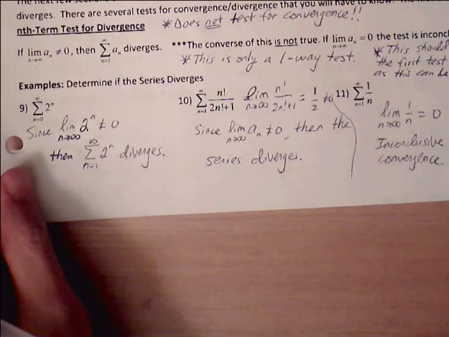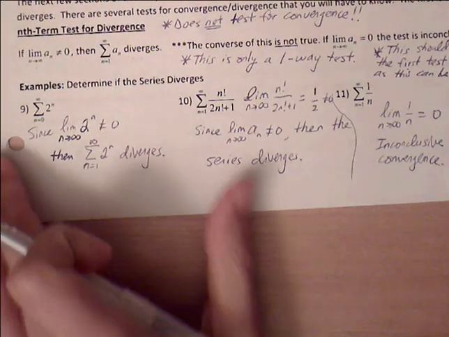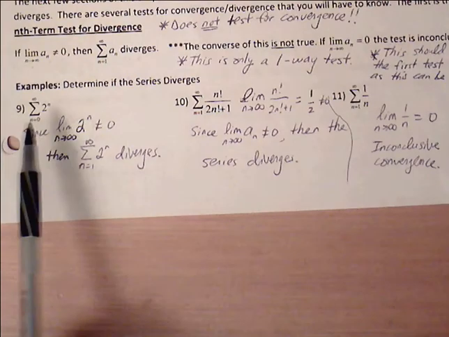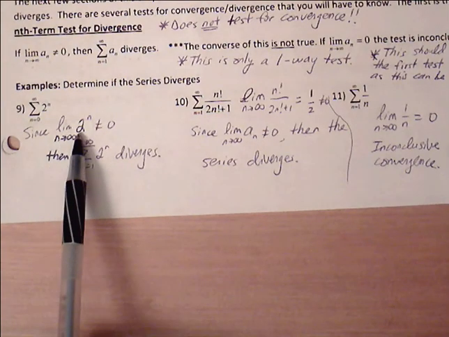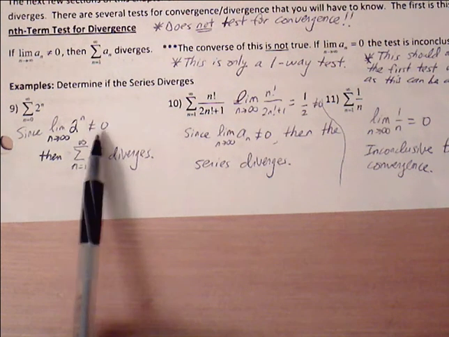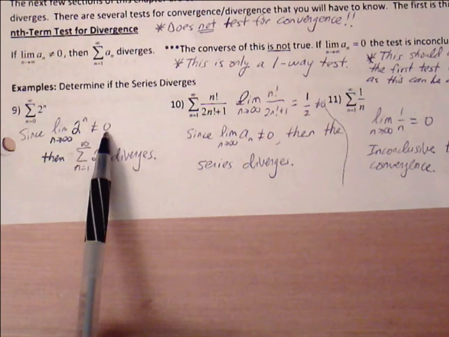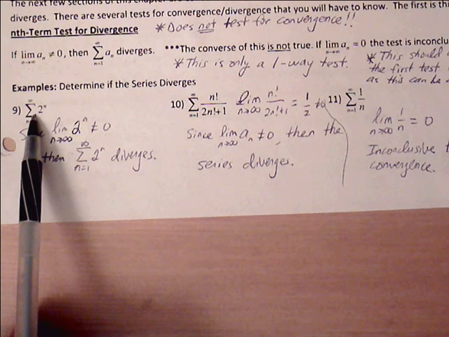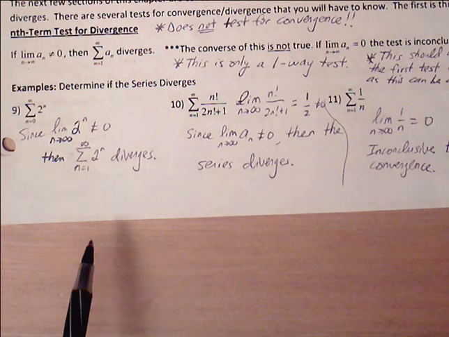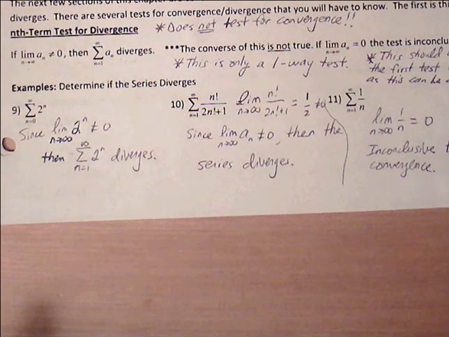Let's look at number 9. The summation of 2 to the n. Let's do the nth term test here. Limit of 2 to the n as n approaches infinity. This will go to infinity, so the limit does not equal 0, and we can simply say, therefore, by the nth term test, our sum will diverge.